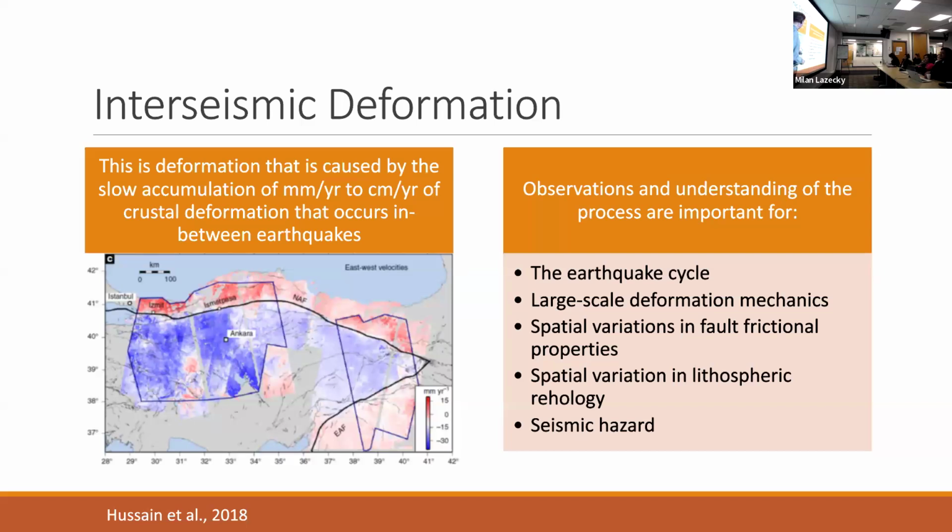To have interseismic and this gradient from red, pink, white, light blue to dark blue, there's white along here, so it goes through the near zero. Well, that must be locked. It's not slipping at the surface. But there are bits along the fault that are creeping.